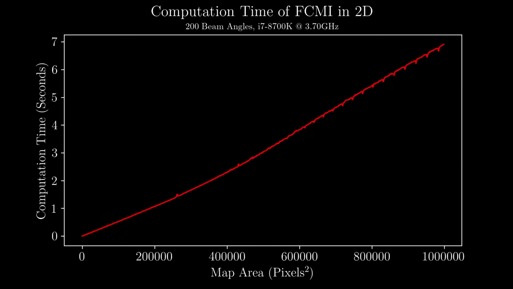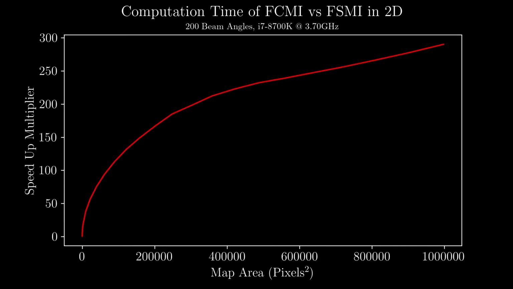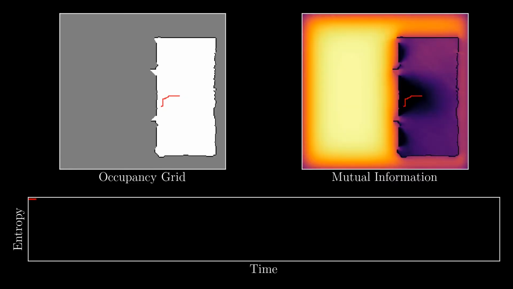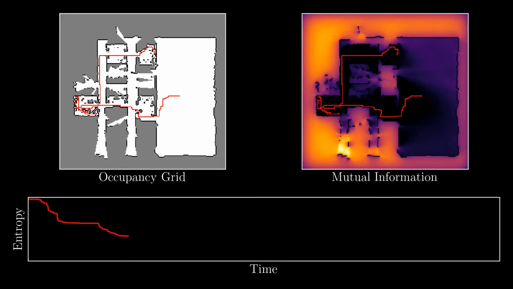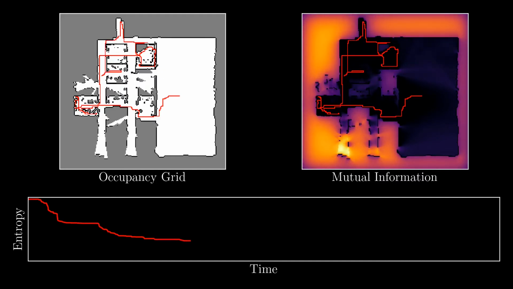Our experiments show that the FCMI algorithm can compute the expected information gain at all cells in a map in mere seconds on a single-threaded CPU. This is hundreds of times faster than the state-of-the-art FSMI algorithm. In this final example, we show the metric being used in a simulated exploration experiment. At each step, the exploring agent is propelled towards the point maximizing mutual information times a function that decreases exponentially with distance.